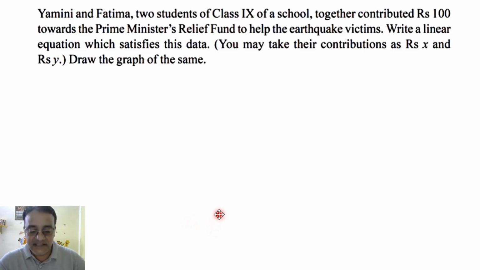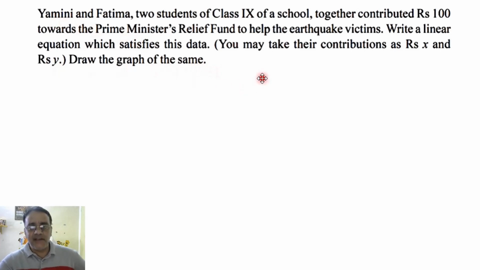And this is the example to write the given situation in linear equation form and to draw the graph. Yamini and Fatima, 2 students of class 9th of a school, together contributed rupees 100 towards the Prime Minister's Relief Fund to help the earthquake victims. Write a linear equation which satisfies this data. You may take their contributions as rupees x and rupees y. This is a textbook question only.